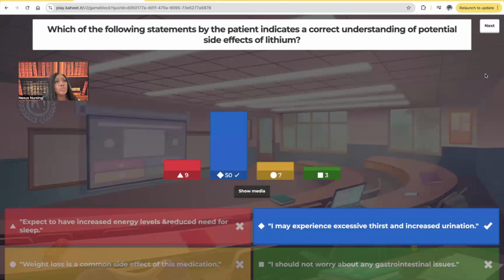Let's talk about lithium, because there are a couple things about lithium that you absolutely need to be aware of. Well, let me go over the wrong answer choices, then I'll talk to you guys some more about lithium, because when it comes to lithium, if you're taking psych, you're going to get a good amount of questions on lithium. You got to know this.